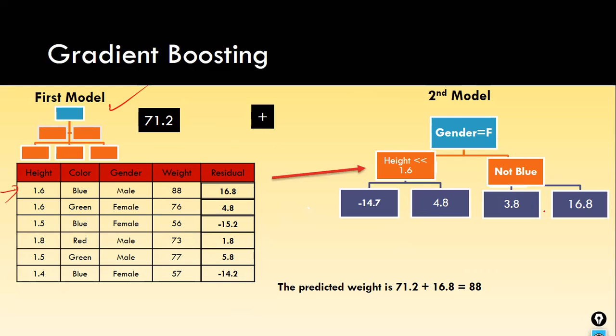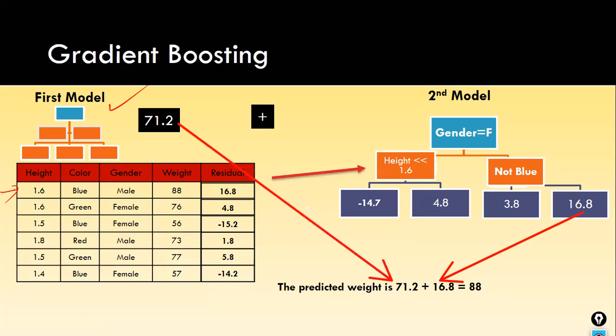This is the predicted residual for him, and the previous model's predicted value is 71.2. If you add these two things, we get 88. This value is the predicted weight. The predicted weight is 88 in this case. The predicted weight and the actual weight are both the same. So it is good, but it is not good because we have low bias but probably high variance. It can lead to high variance.